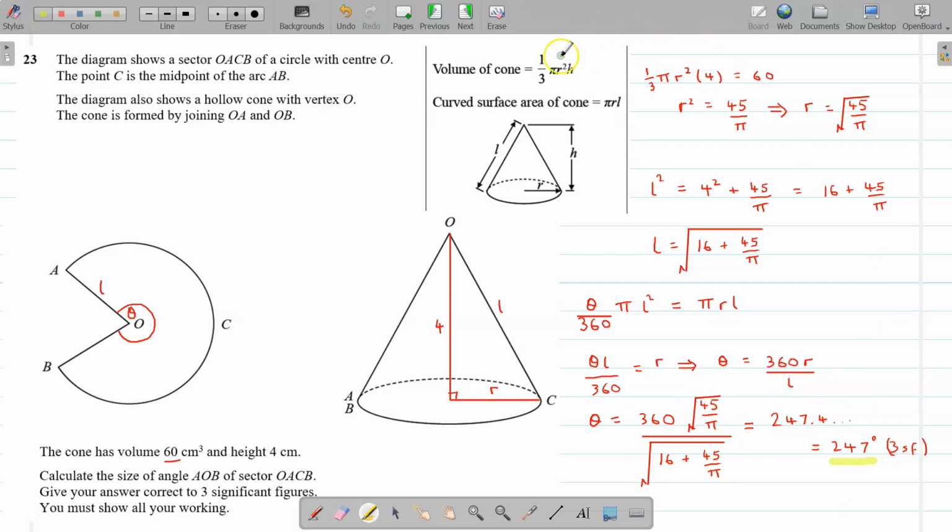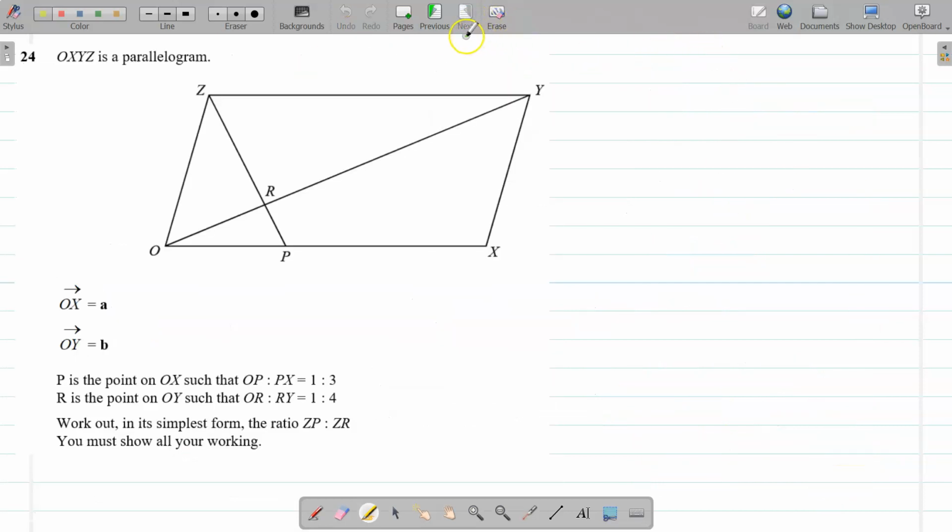Okay, now we go on to the final question on this paper, and this is a vector question. Now I'm going to add some information onto this diagram. We're told that OX is A, so this is vector A, and the OY is vector B. But we also know something about the ratios. P is on OX in the ratio 1 to 3.